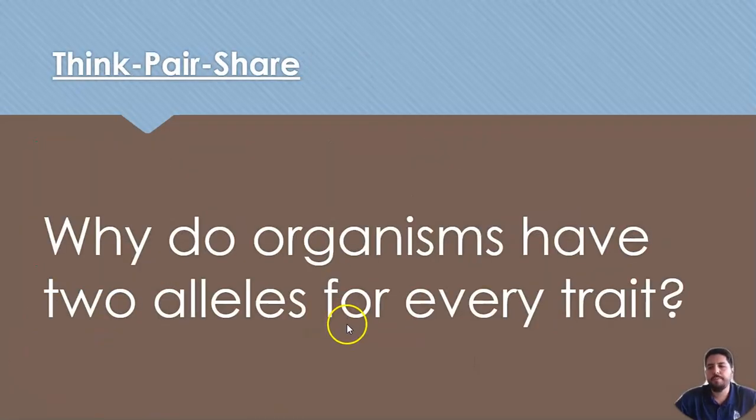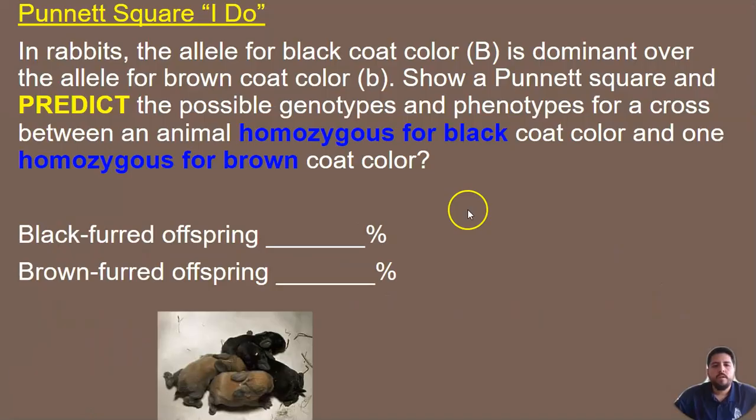A next question for you to ponder is, why do organisms have 2 alleles for every trait? Go ahead and pause the video, think about it, talk to your partner about why you think organisms have 2 alleles for every trait. And of course, the answer is because you have 2 parents. You get 1 allele from each of them for every single one of your traits. If it's dominant, then that's the one that's going to show. If it's recessive, it'll only show if you get both recessive genes from both parents.